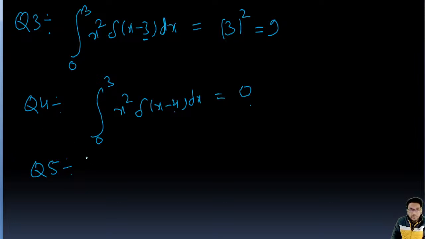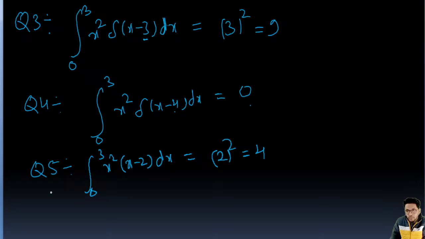Okay, now question number 5. This one is integral 0 to 3 of x square delta(x minus 2) dx. Okay, so this is also a simple one. 2 is between 0 to 3, right? So in that case it is going to be 2 whole square, that is 4. Okay, now question number 6.